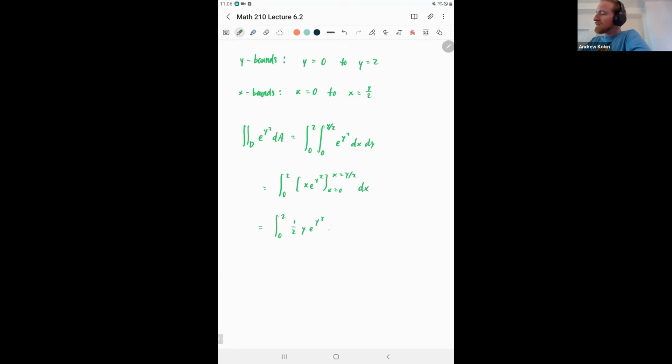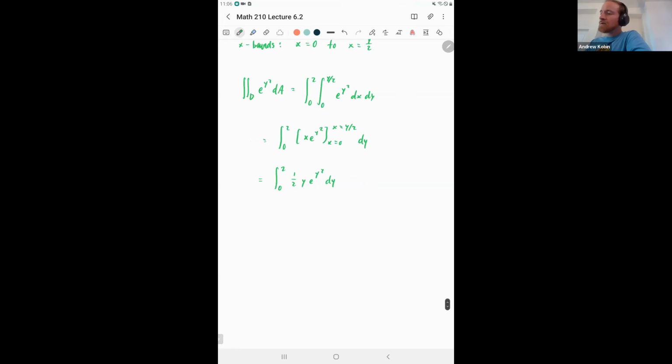But also we need to plug in x equals 0. If we do so, we get a 0. So that's the whole integral. Sorry, I messed up. These are dy's on the outside. So can you solve that integral?